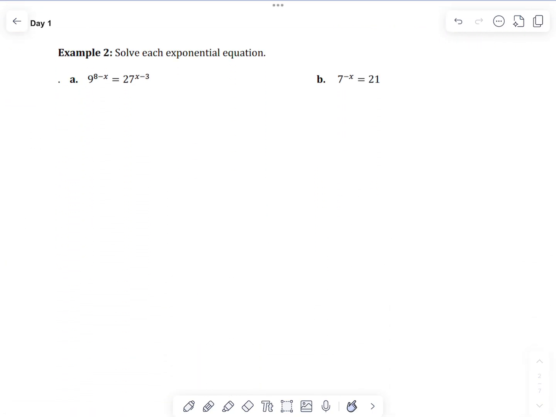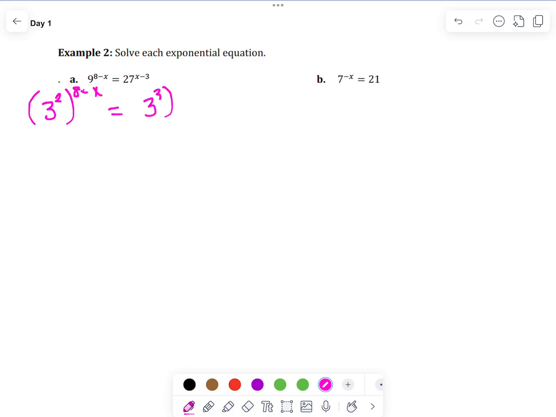Here are some more examples. This time I'm going to do example A a little different. I'm going to change this to an exponential of base 3. So 3 squared is 9. And then we still have that 8 minus x. And I'm going to change the 27 to the same base of 3. So 3 cubed is 27 raised to the x minus 3.